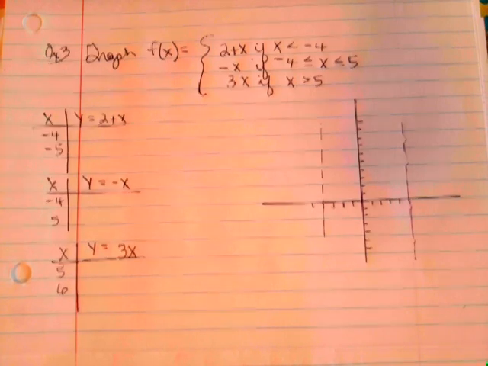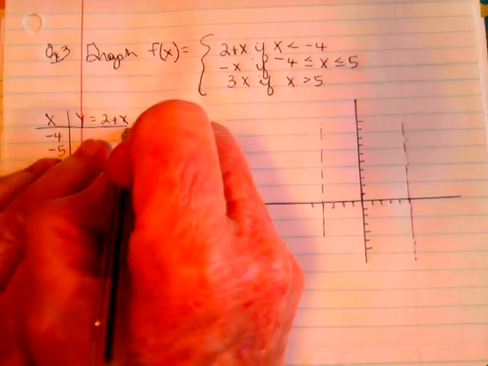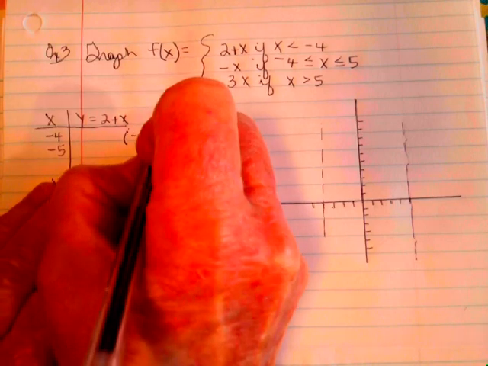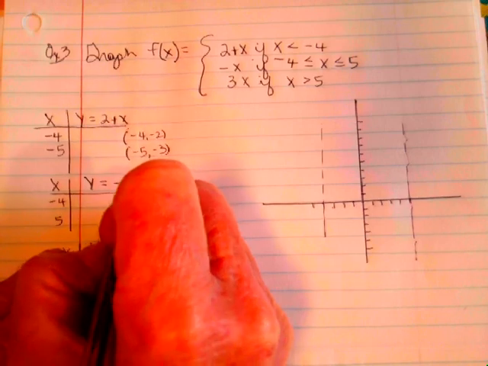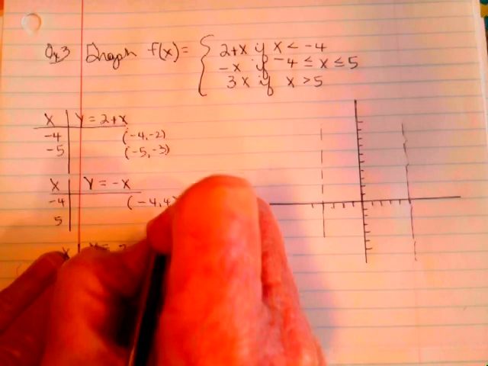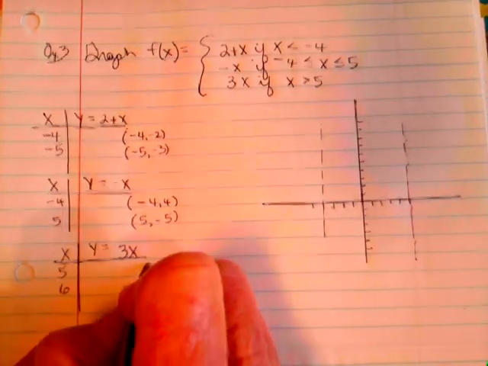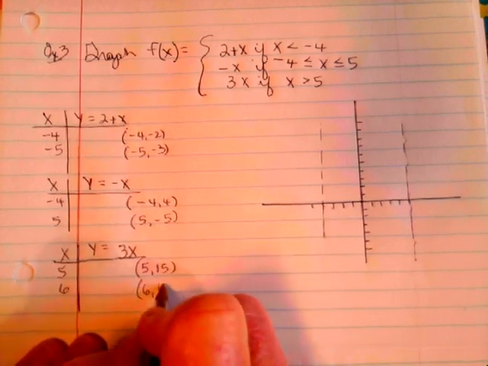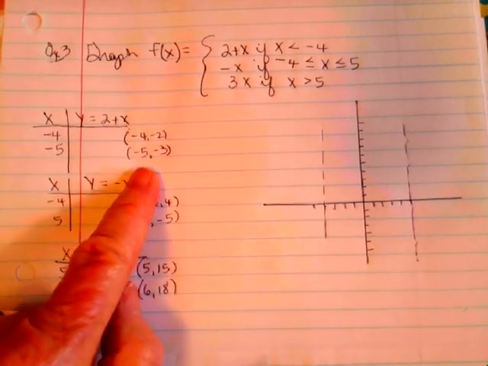Now with those numbers, when you substitute into your expression, you will come up with these ordered pairs. Negative 4, negative 2; negative 5, negative 3; negative 4, 4; and 5, negative 5. For this last one, it's going to be 5, 15, and 6, 18. I'm ready to plot some points.